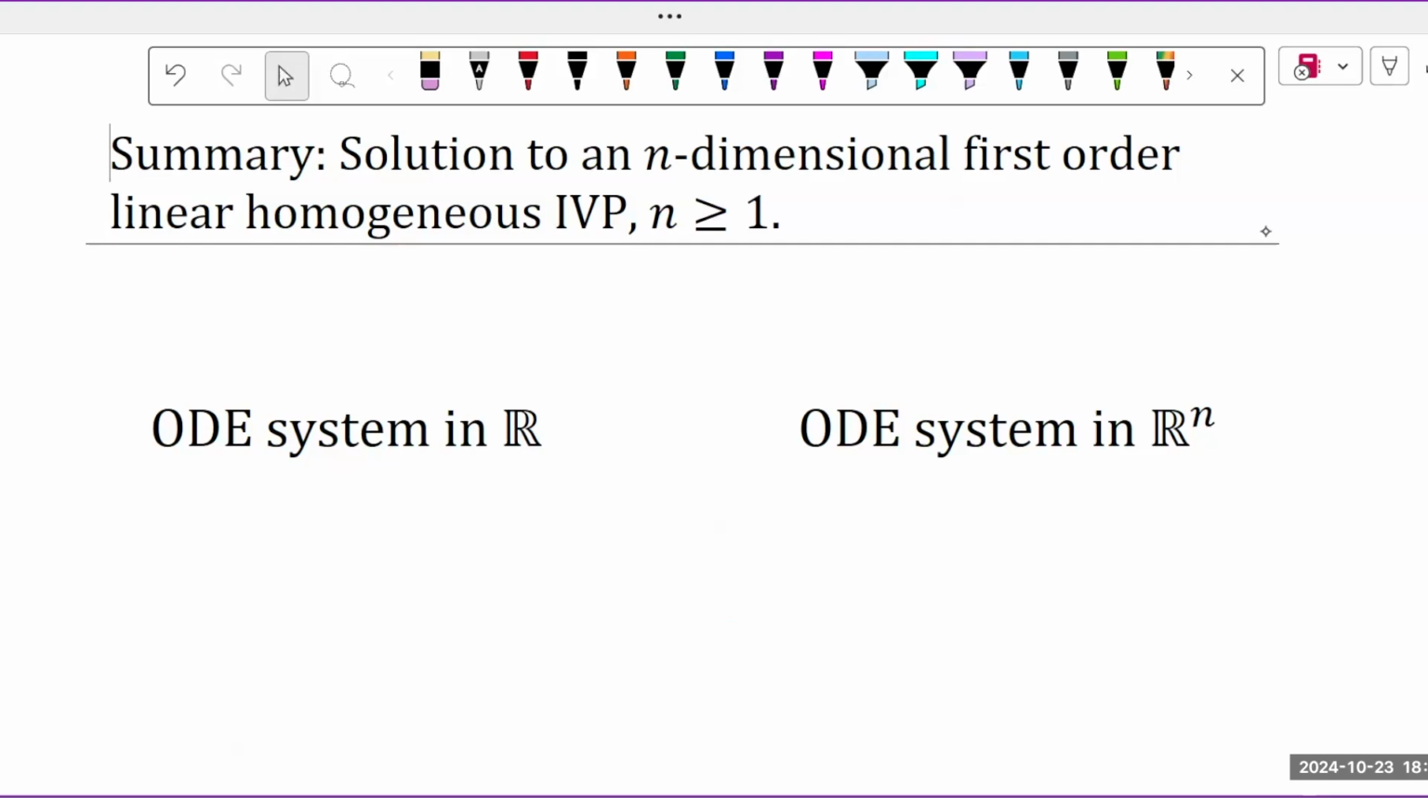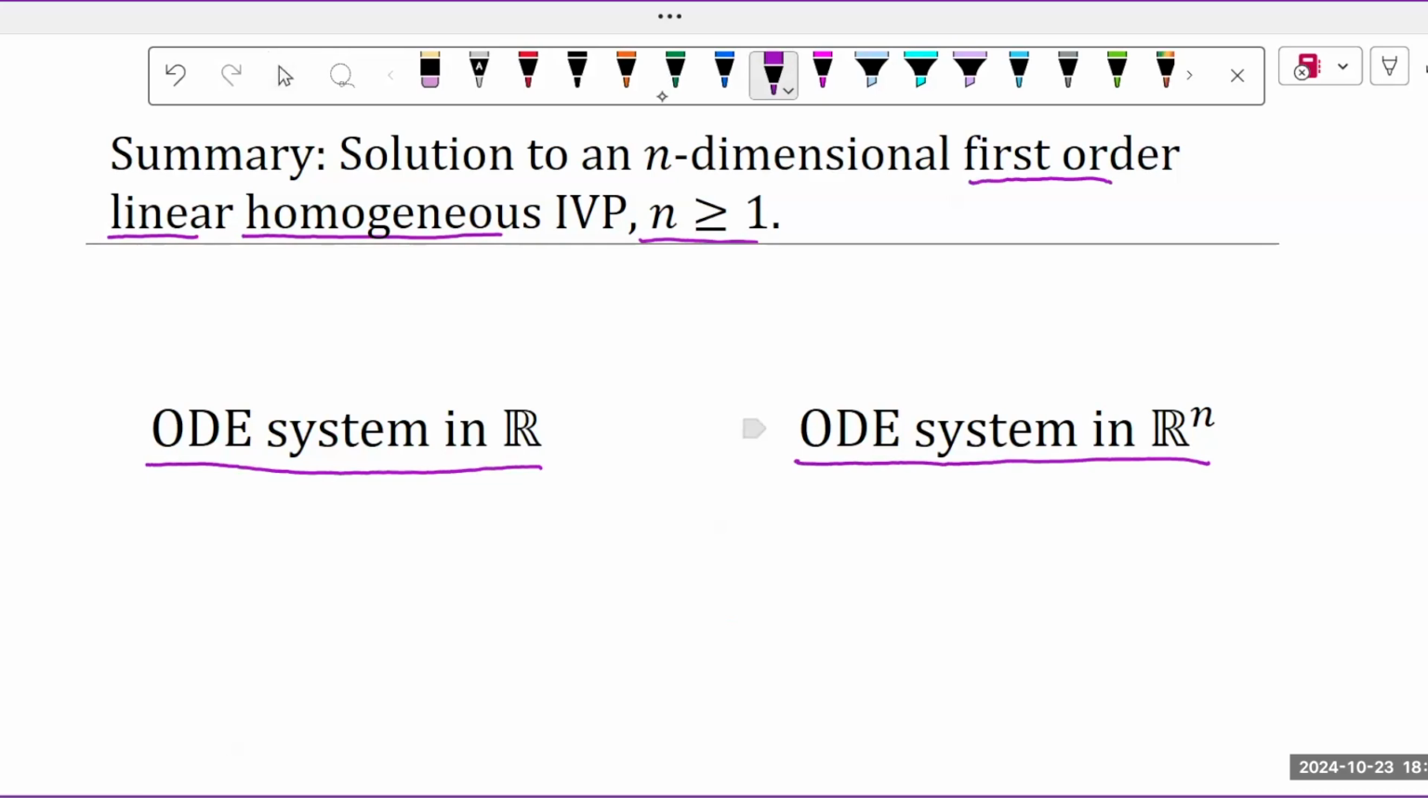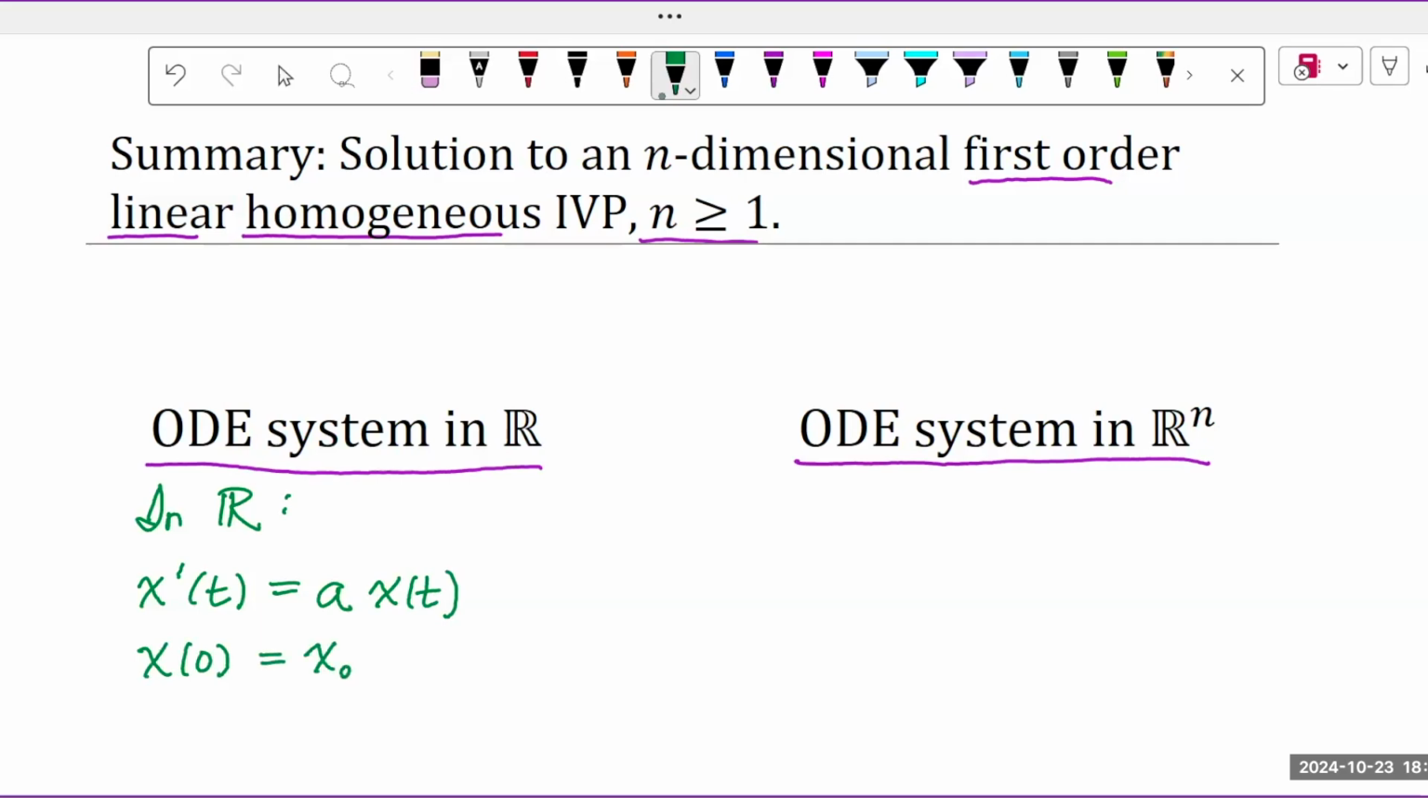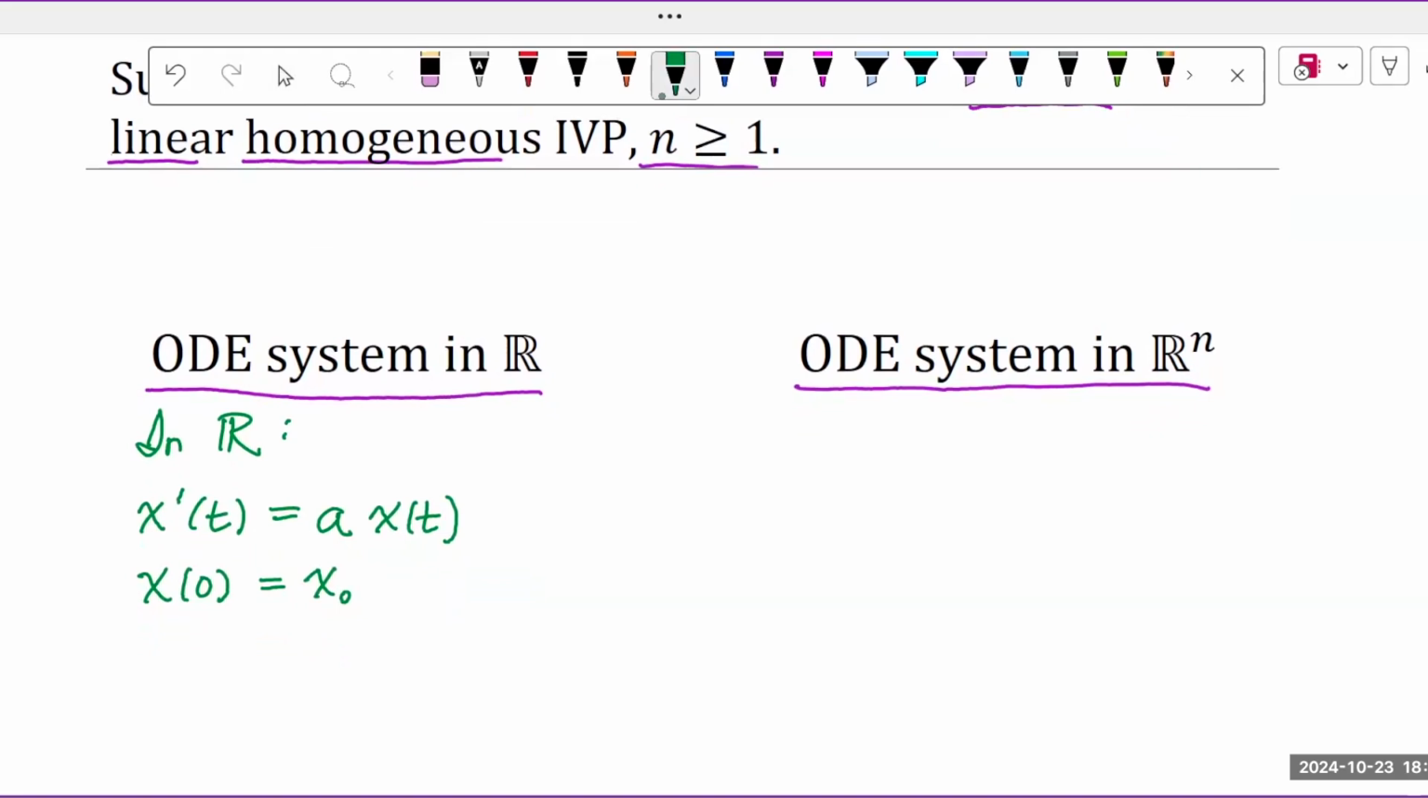All right, in order to find the solution to some n-dimensional first order linear homogeneous initial value problem, we can see an analogy between the ODE in R, the reals, and the ODE in R^n, higher dimensions. So in the reals, we would have a system that looks like the derivative of our unknown equals some constant a times the unknown itself, with an initial condition at time 0 given by some scalar x0. In this case, we already know that the solution x(t) is e to the at times our initial state x naught.